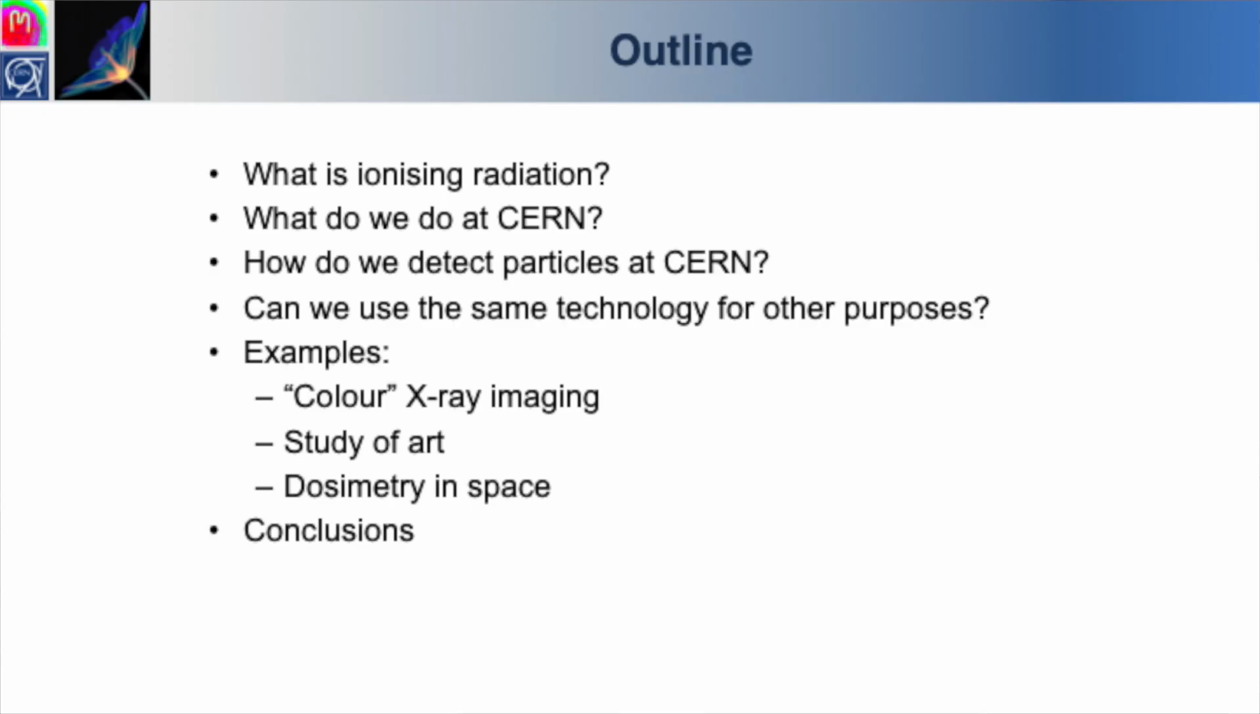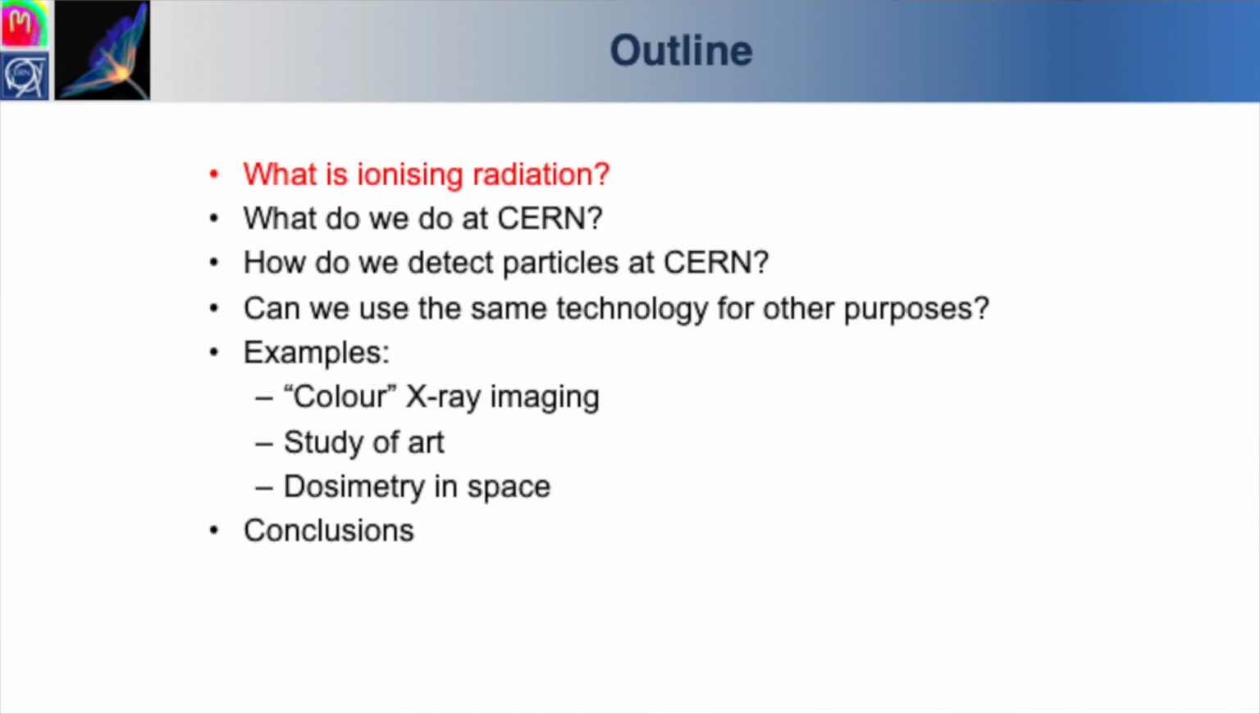So I'll talk about, first of all, what is ionizing radiation, so what we detect with our particles, what we do at CERN in terms of detecting particles, and how we detect the particles there. And then the question we asked ourselves a number of years ago was, can we use the same technology for other purposes? And I want to show some examples of that towards the end of the presentation.